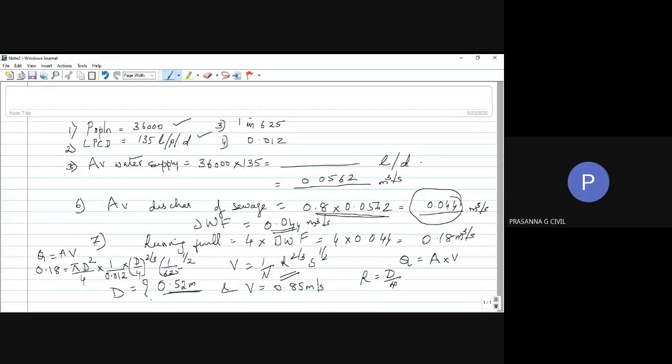I'll give it another 2 minutes for the others to complete also. So like Sanju asked, in this case, they have not talked anything. They have very clearly told you dry weather flow. The velocity of flow for the sewer when it is running full, carrying dry weather flow, it's very clear. Sometimes they can make it more complicated for you.